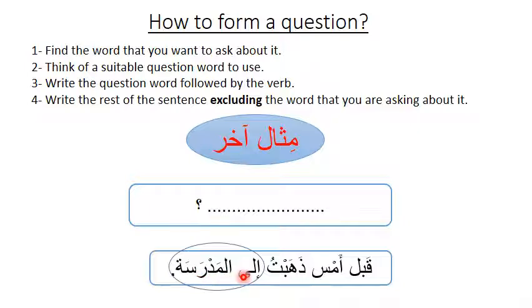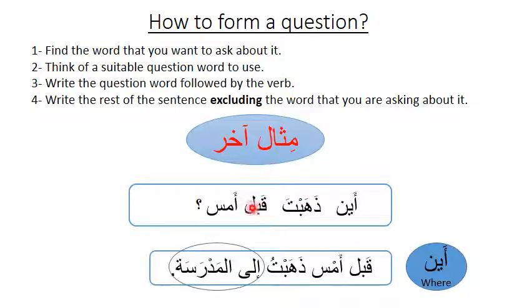مكان. Well done if you said أين. أين means where. So what do we need to write now? We need to write the question word followed by the verb followed by the rest of the sentence. So the question will be أين, where. ذهبت, you went. قبل أمس, the day before yesterday. ثم علامة استفهام, question mark. And what do we need to remember? We don't repeat again the word that we are asking about.